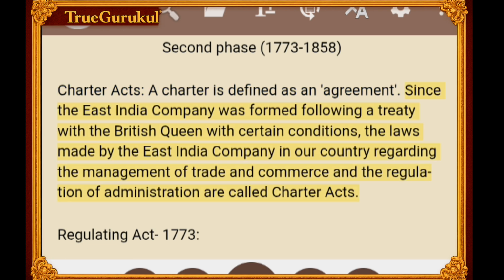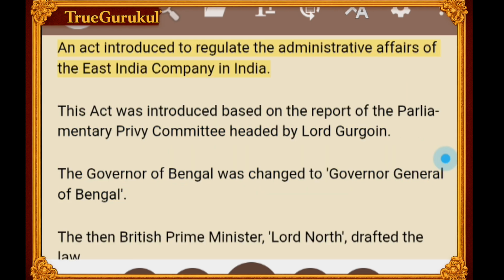Since the East India Company was formed following a treaty with the British Queen with certain conditions, the laws made by the East India Company in our country regarding the management of trade and commerce and the regulation of administration are called Charter Acts. Regulating Act 1773. An act introduced to regulate the administrative affairs of the East India Company in India. This act was introduced based on the report of the Parliamentary Privy Committee headed by Lord Gurgaon.